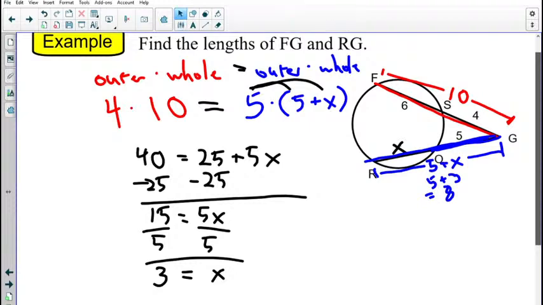Remember, what we're saying is the same is the outer times whole on each of the segments. Outer is 4 times the whole is 10, which is 40. And then in the blue, now that we know what x is, outer is 5 times the whole, which ended up being 8. 5 times 8, hey, it's also 40. So on these ones, make sure that you are combining to make the whole segment.